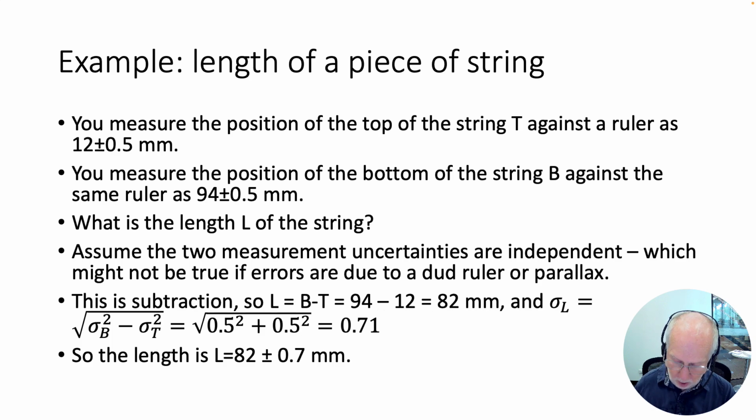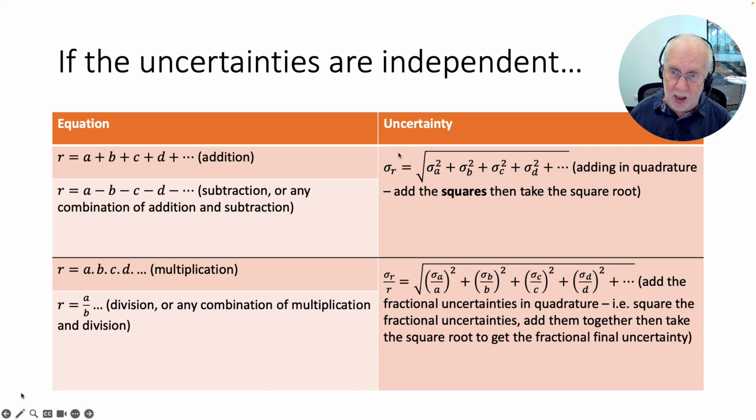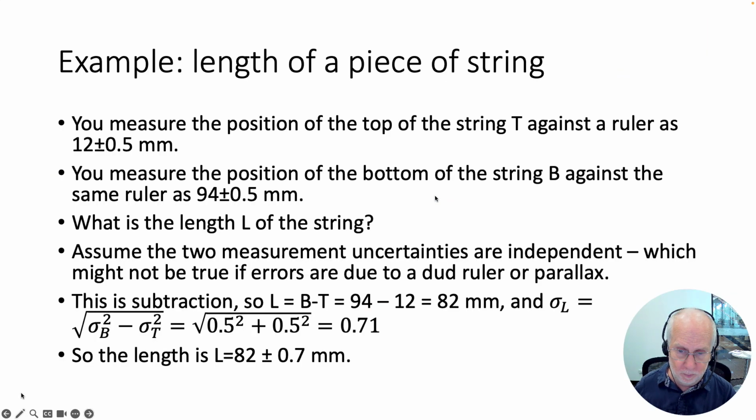What's the uncertainty? Well, this is subtraction, so we use the adding in quadrature equation. We take the two uncertainties, square them, add them together, so 0.5 squared plus 0.5 squared, and then take the square root, and that comes out as 0.71. So the length should be 82 plus or minus 0.7 millimeters, playing the usual trick of just quoting it to one significant figure. And that's how you deal with multiple uncertainties when you're adding, subtracting, multiplying, or dividing.